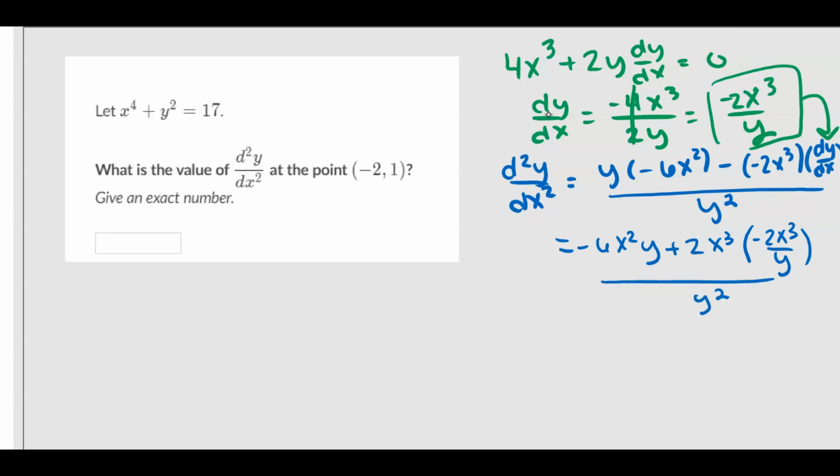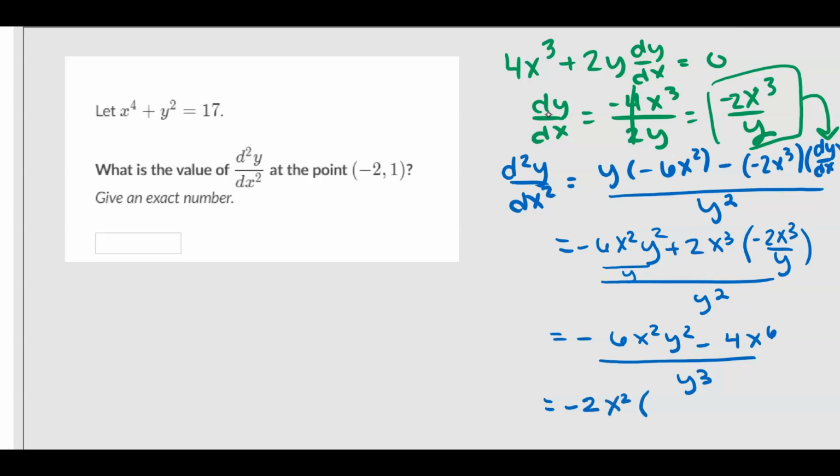And then we need a common denominator, which means this term needs a y. So that becomes y squared over y. And then we get negative 6x squared y squared minus 4x to the 6th all over y cubed, because the y over the y turns into itself. And then the last thing you want to do is take out a GCF. So I can take out a negative 2x squared.